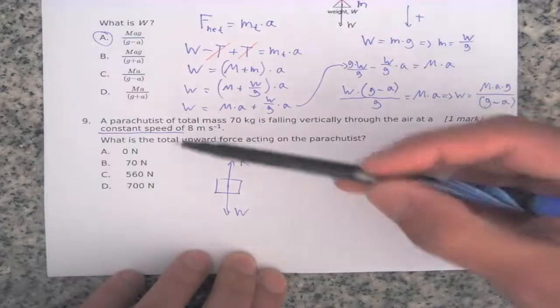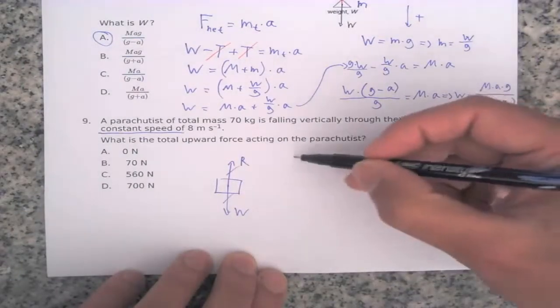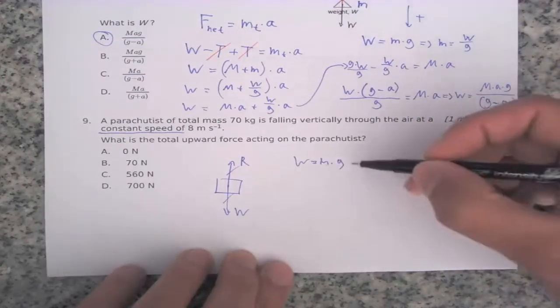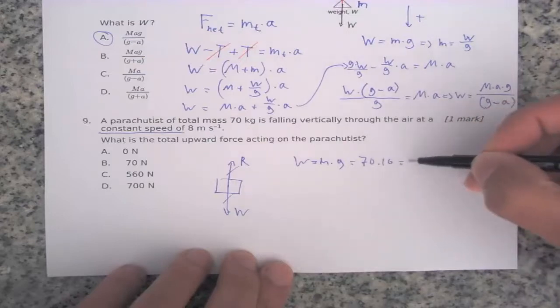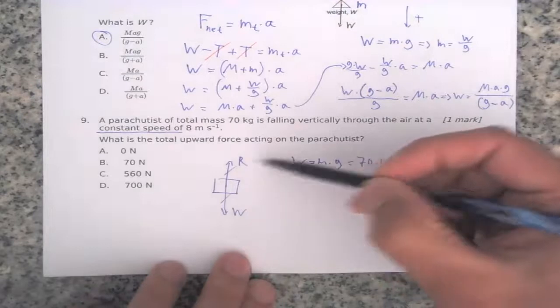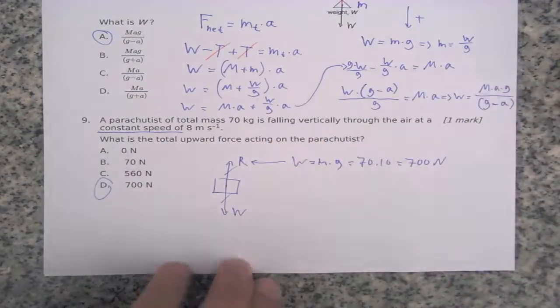From here, we see constant speed, so we know that R and W should be the same, and W, of course, is the mass times the gravitational acceleration. So 70 kilograms times 10 meters per second squared will give you 700 newtons. And also this must be the upward force as well. Of course, the correct answer is D.